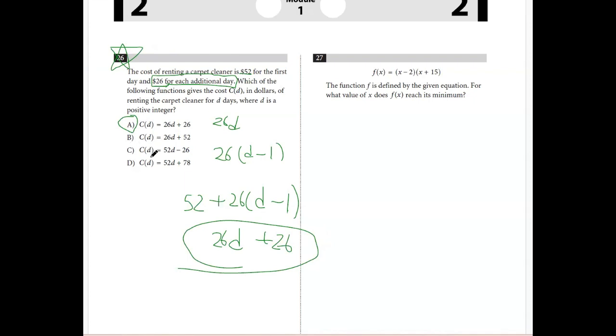A is an apple. The function f is defined by the given equation. For what value of x does f of x reach its minimum? First of all, I'm going to write this in the quadratic form. It's 2x plus 15x minus 30.